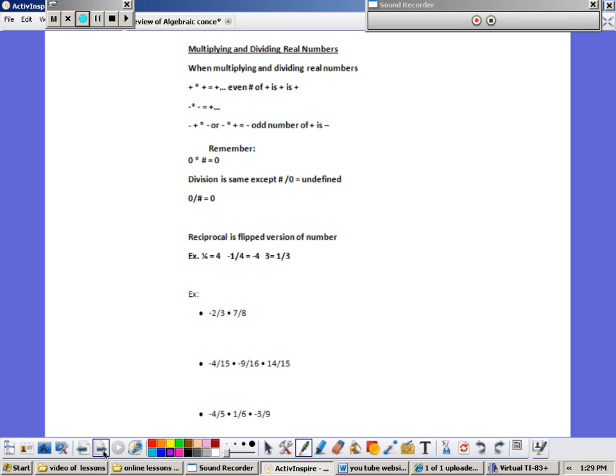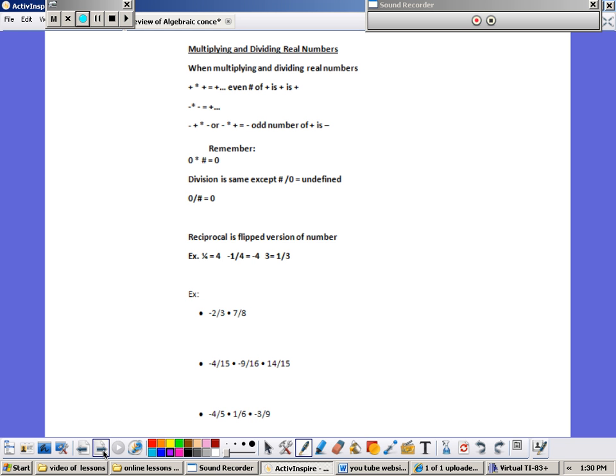Things that you need to remember. 0 times a number is always 0. It doesn't matter if it's positive or negative. You're not allowed to divide by 0. If you have a 0 in the denominator of a fraction, it's undefined. And you can divide 0 by a number, and that answer is 0.